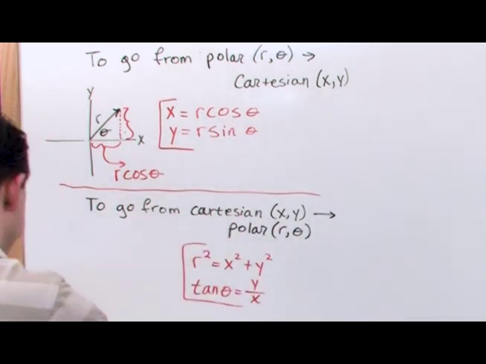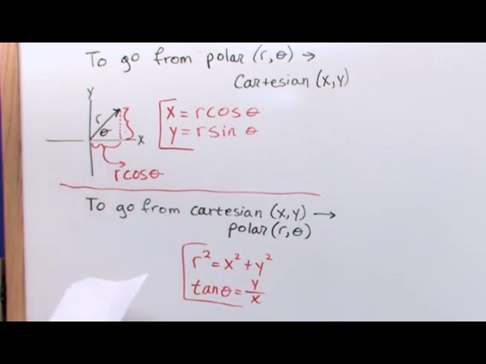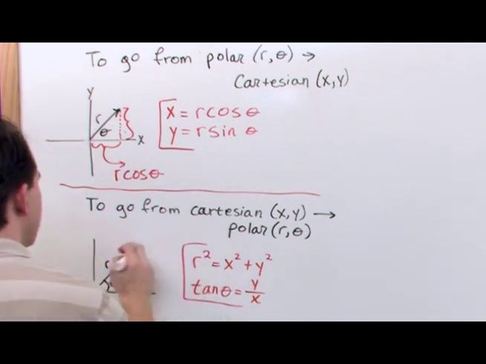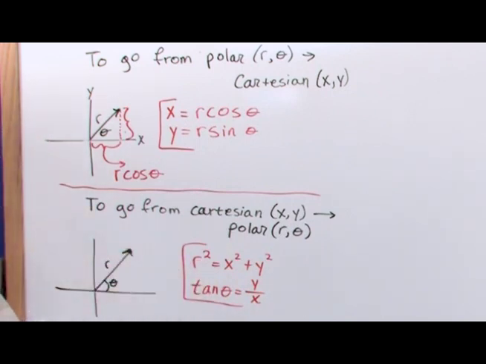Now, why does this work? I'm going to draw basically the same picture over here. Here are your x and y axes, and here's some point, with an angle theta and r. Let's talk about the first part, which is the easier part to understand: r squared, which is this distance squared, is equal to x squared plus y squared.